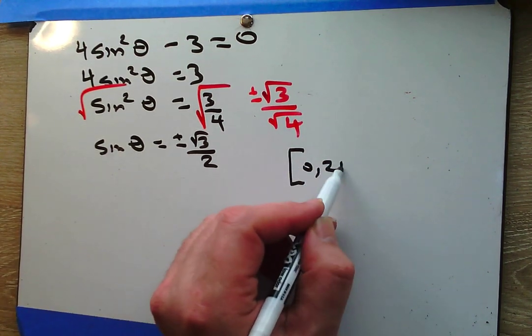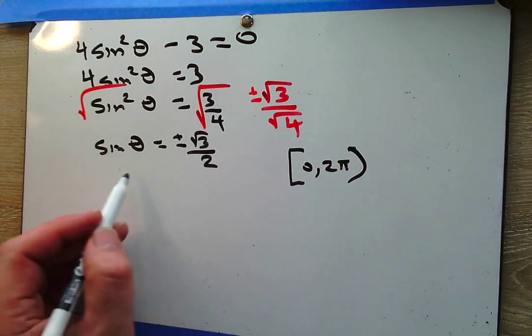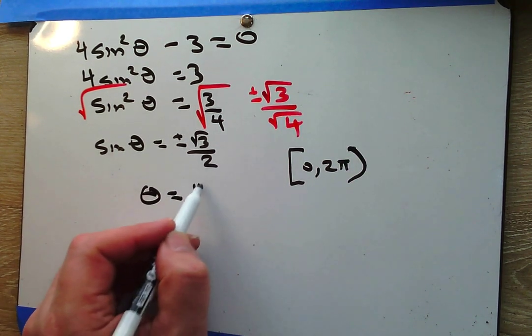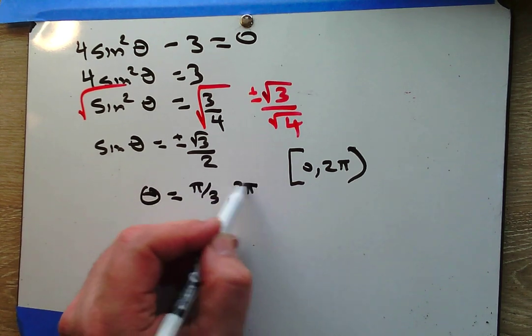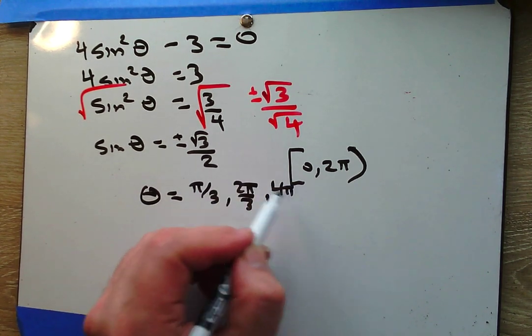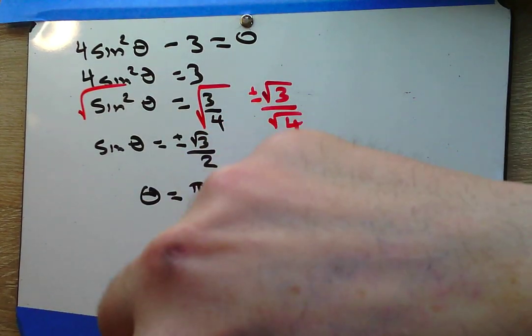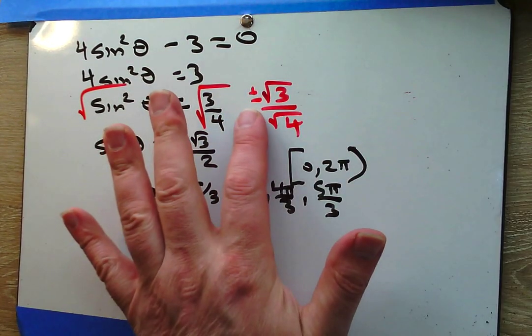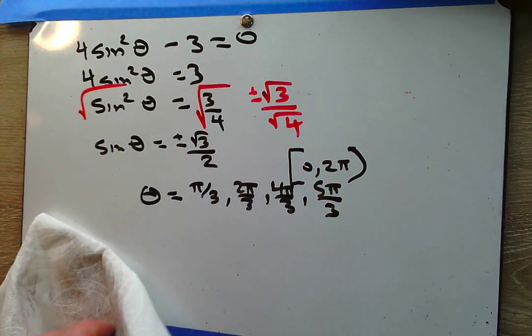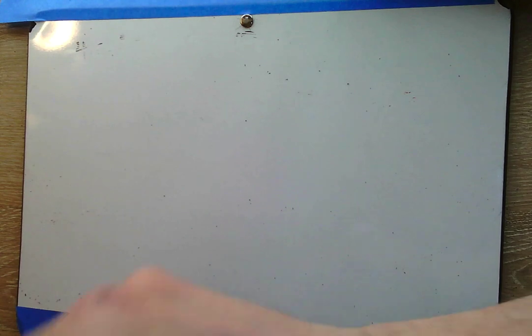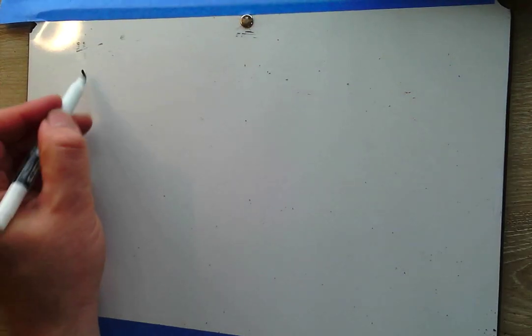On 0 to 2 pi, our solutions were theta equals pi over 3, 2 pi over 3, 4 pi over 3, and 5 pi over 3. Okay. Really, I'm just trying to tell you, don't forget the plus and minus when you take the square root of both sides. Okay, how about something a little more interesting and a little different?